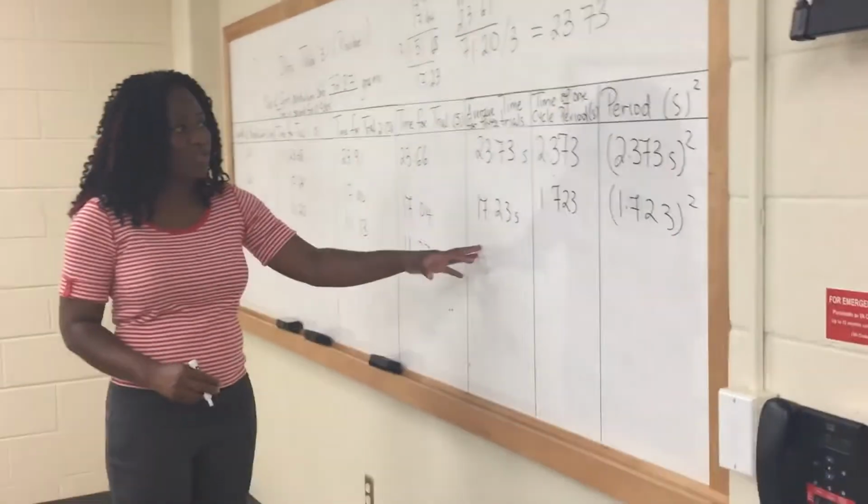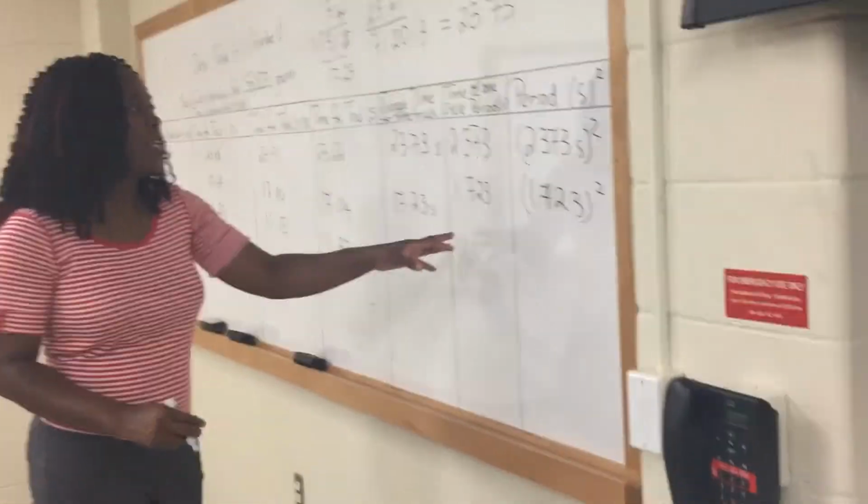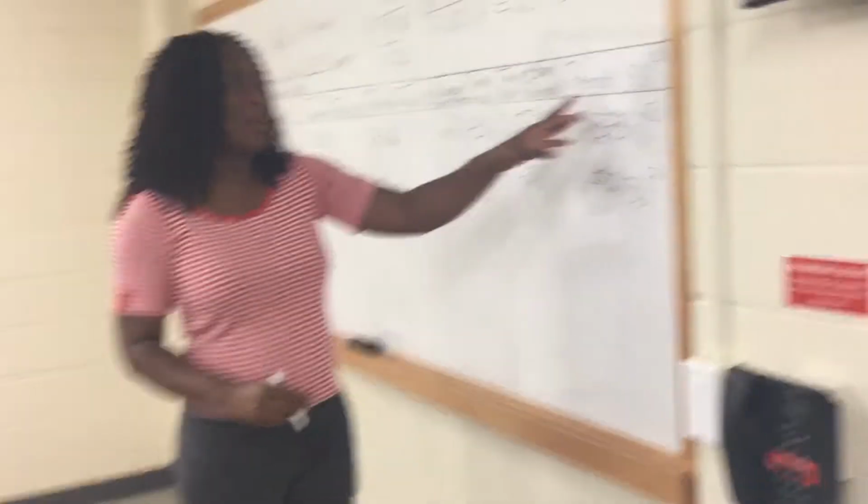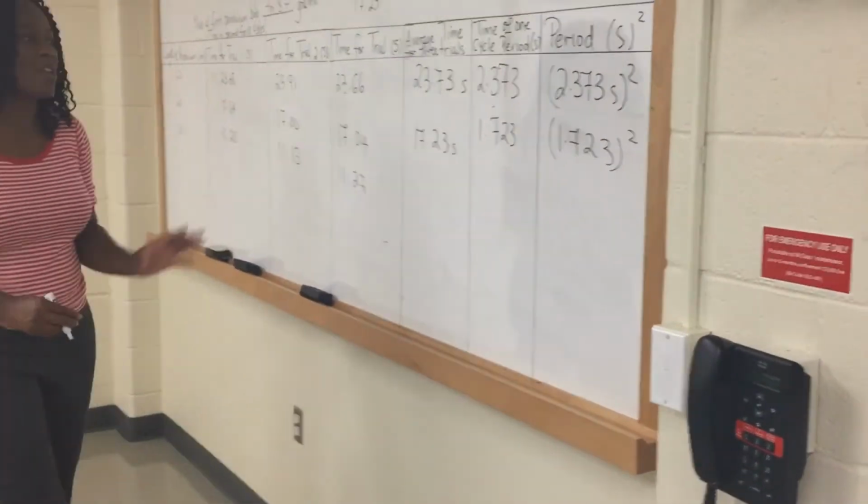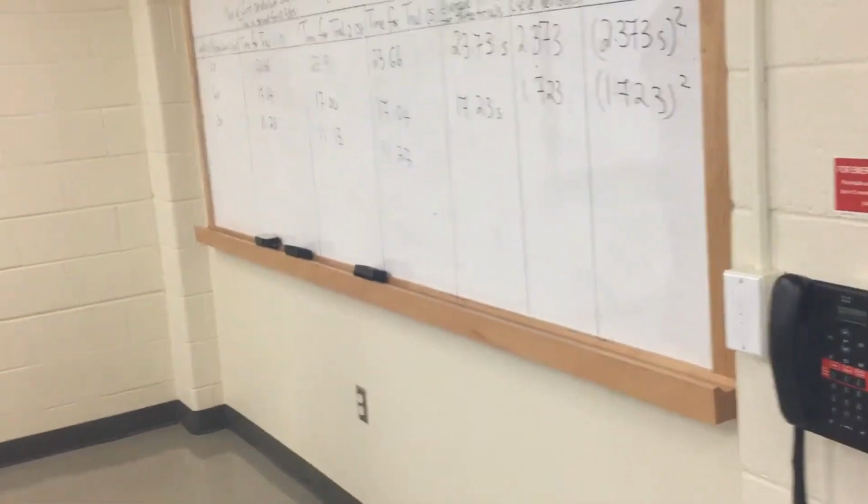Now I did the first 2 examples for you, so I'm going to leave you the last 2 where you will do the average time it takes for each trial, the time for 1 cycle period, and then you will do the period squared. So I'm going to leave you to do that part for yourself.